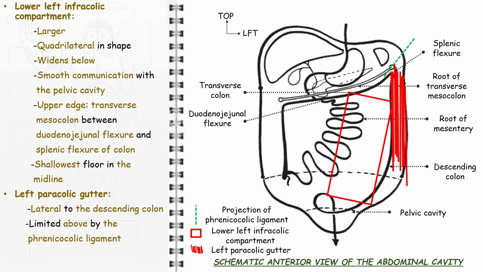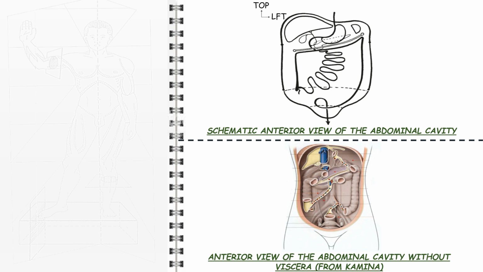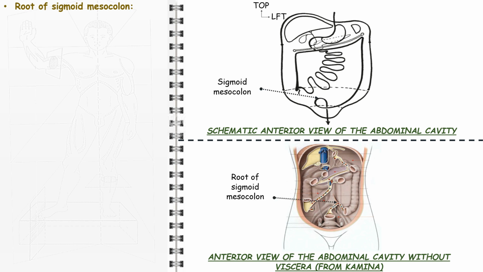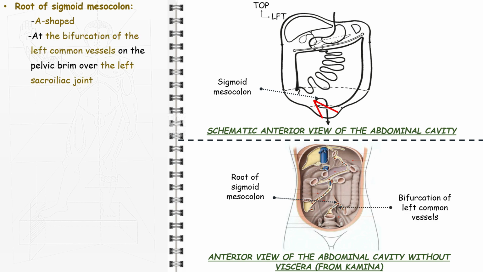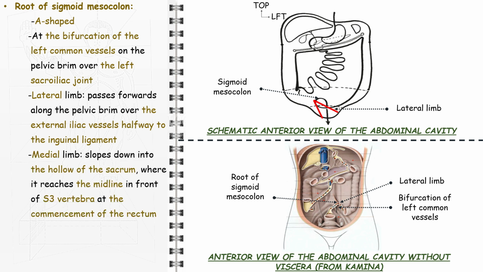Traced downwards, the gutter leads to the left of the left edge of the attachment of the sigmoid mesocolon and into the pelvis. At the lower end of the left infracolic compartment is the attachment of the sigmoid mesocolon. It is V-shaped and the two limbs diverge from each other at the bifurcation of the common iliac vessels, which point lies on the pelvic brim over the left sacroiliac joint. The lateral limb passes forwards along the pelvic brim over the external iliac vessels halfway to the inguinal ligament, while the medial limb slopes down into the hollow of the sacrum, where it reaches the midline in front of S3 vertebra, at the commencement of the rectum.